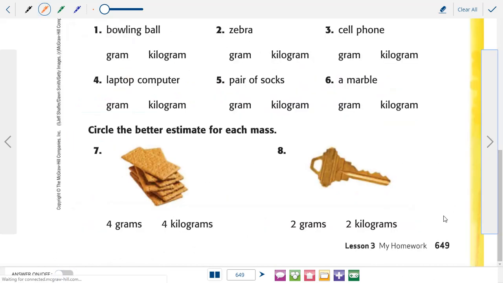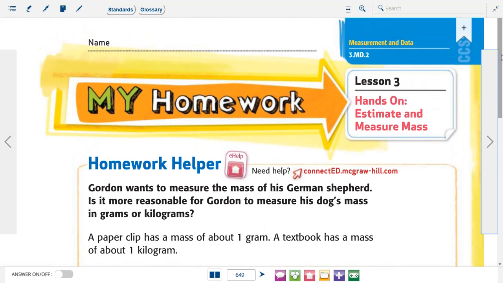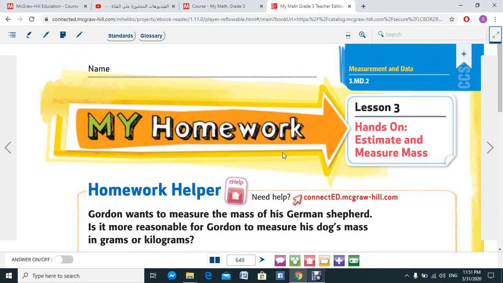Now, in the next page, you have your homework. Okay, so your homework, pages 649 and 650, is a homework. Do it, and when you finish doing it, open your books, lesson 4, page 651. That's it for this lesson. When you finish doing it, open the second video to see the explanation for lesson 4.